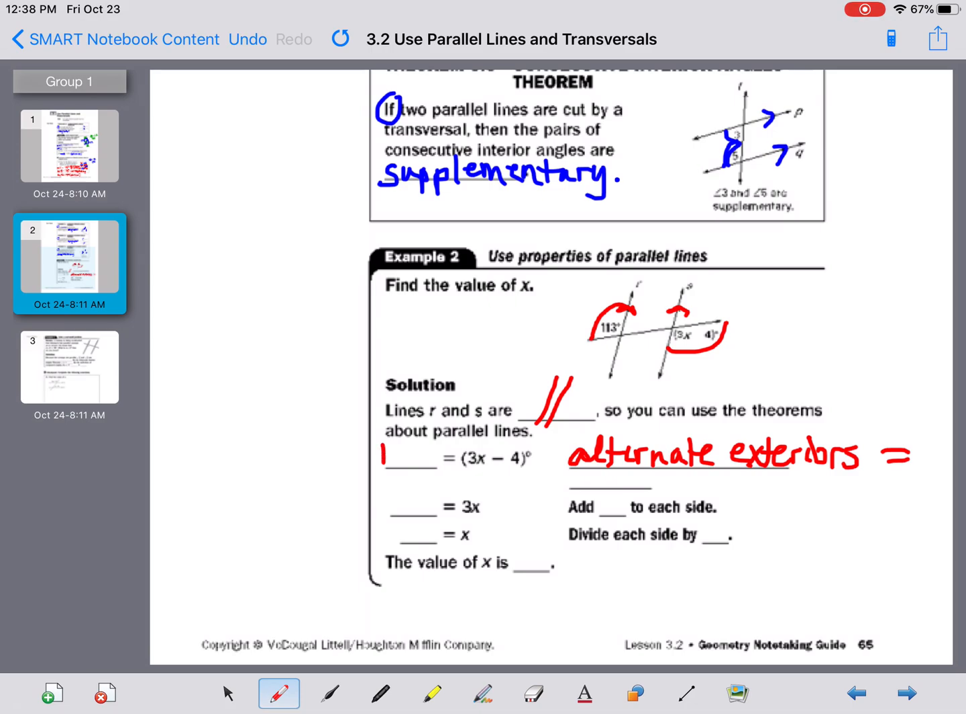So that means that 113 is going to equal the 3x minus 4. And we're ready to solve, right? Just algebra here, add 4 to both sides. And I'm not even making you put it in a proof form, right? 117 equals 3x. Divide both sides by 3. I mean, we could. That's what these things on the right kind of are, their explanation. 117 divided by 3, 39 there. So x equals 39. Because we know alternate exterior angles are equal, we can set those up.